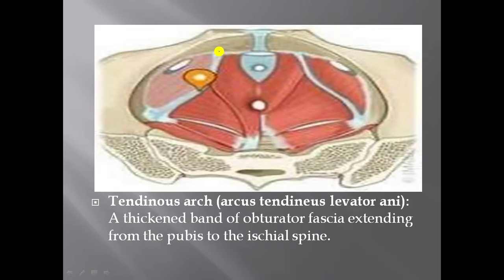So this is the tendinous arch. It extends from here to the ischial spine here. So whenever you see this, you know this is the tendinous arch, also known as the arcus tendinus levator ani, and it's on both sides. You can see this side too.